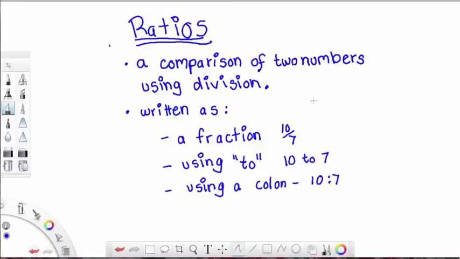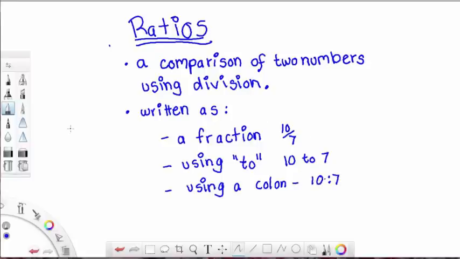For example, if you have 10 cats to every 7 dogs. I hope no one's in that situation. That's a zoo, not a bunch of pets. But there's a ratio of 10 cats to 7 dogs. Or we can use a colon, which mathematicians often like to use as well as fractions, and we'd say the same thing, 10 to 7.